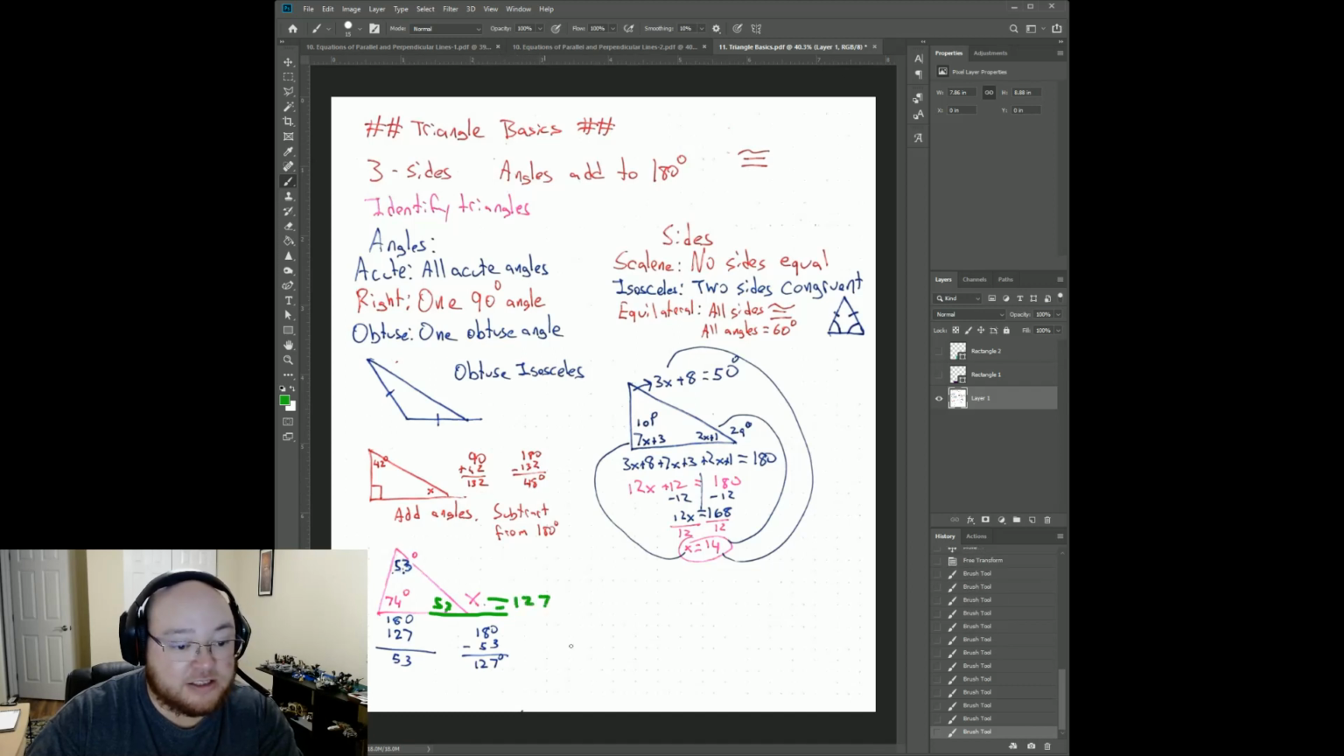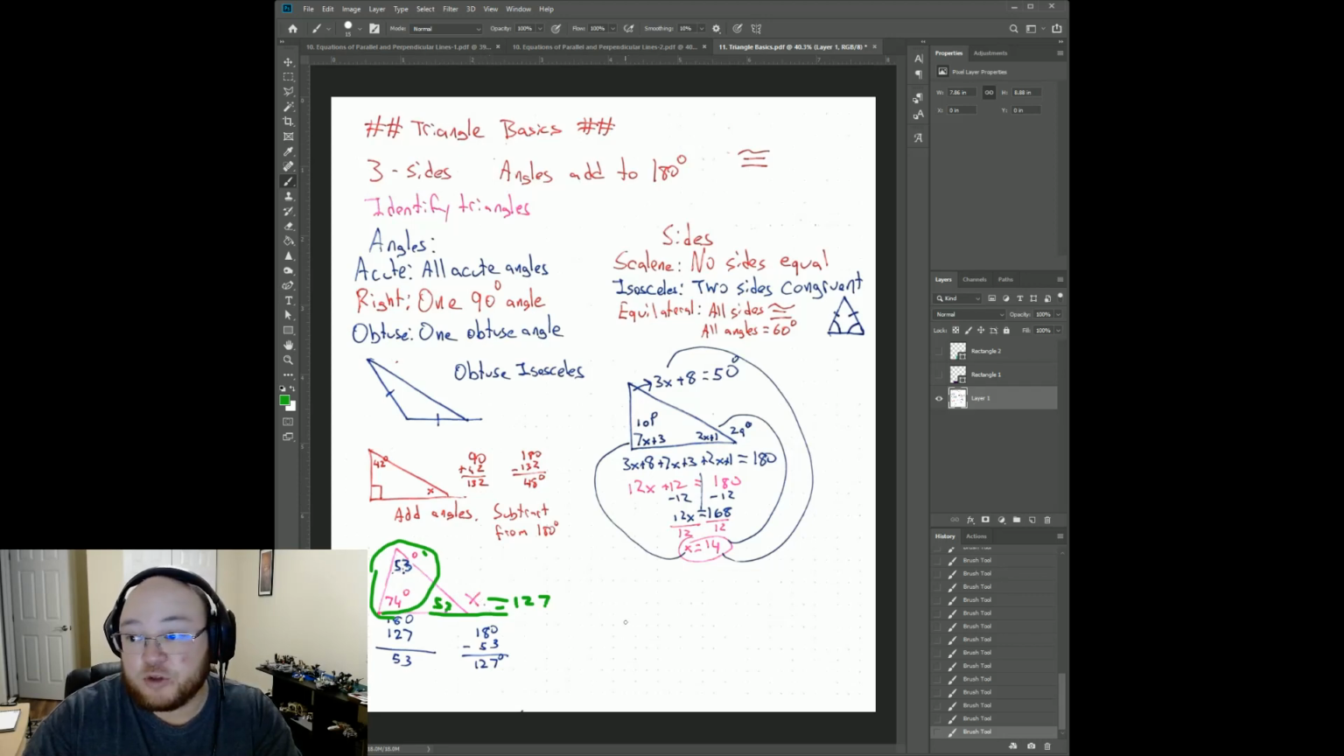And then there's also a shortcut or a trick: this outside angle will always equal what these two angles added up to be. So 53 plus 74 is 127. That'll always be that outside angle right there.